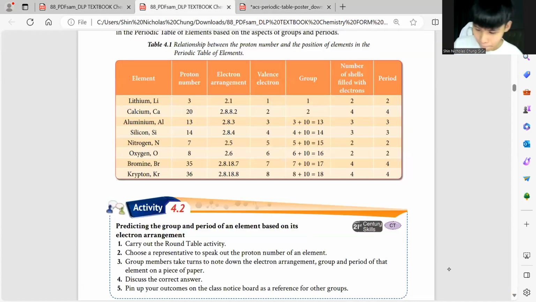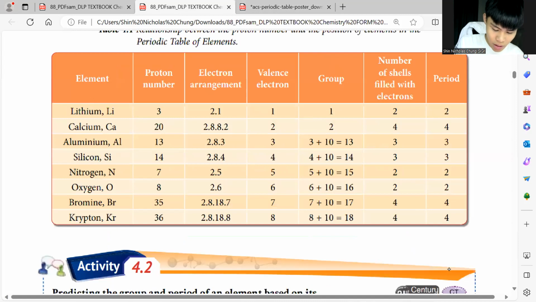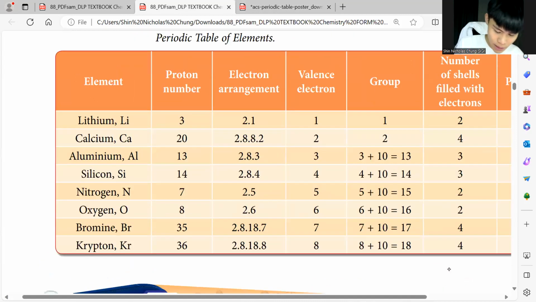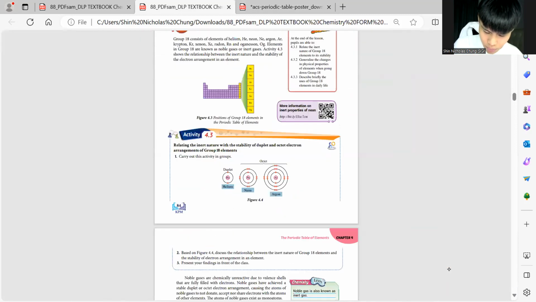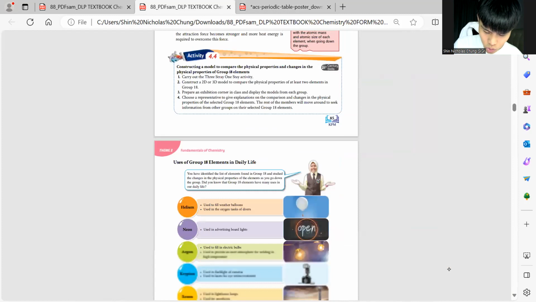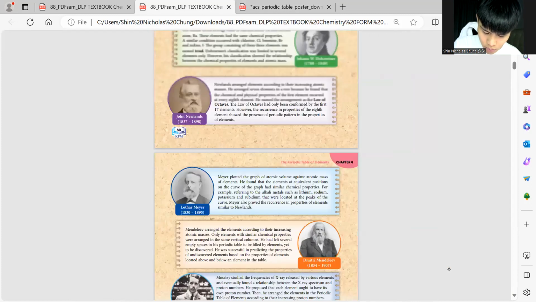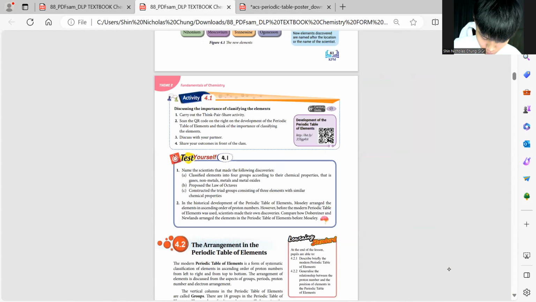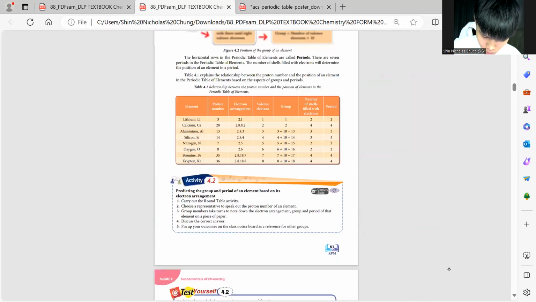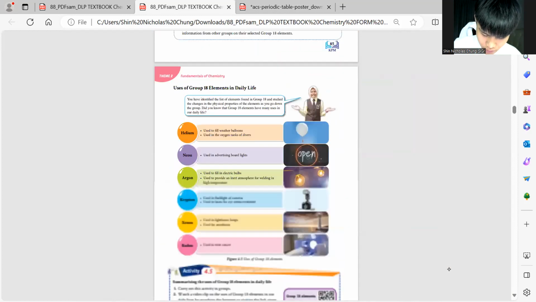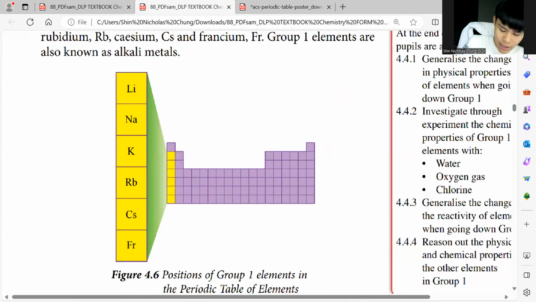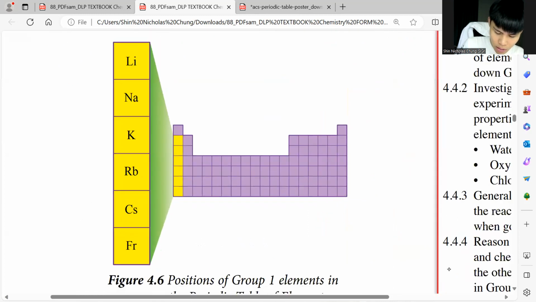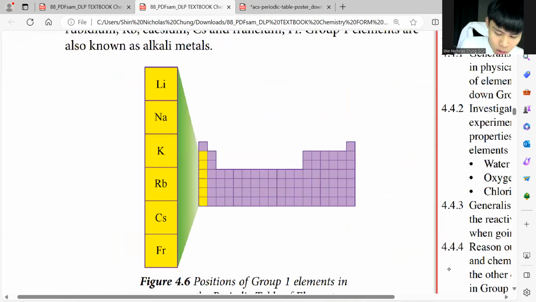Okay, so group one, what do we learn? Wait, no, this is not. Sorry, I'm so sorry. Where's my group one again? Group 18 first. Here, group one. Okay, group one, we have lithium, sodium, potassium, rubidium, caesium, and francium.